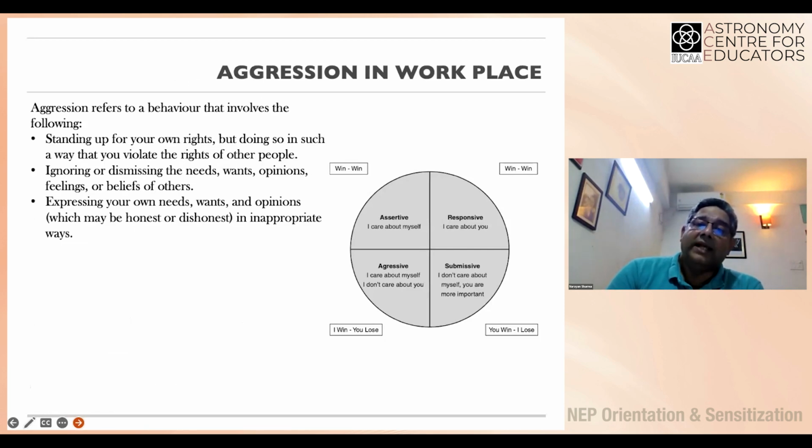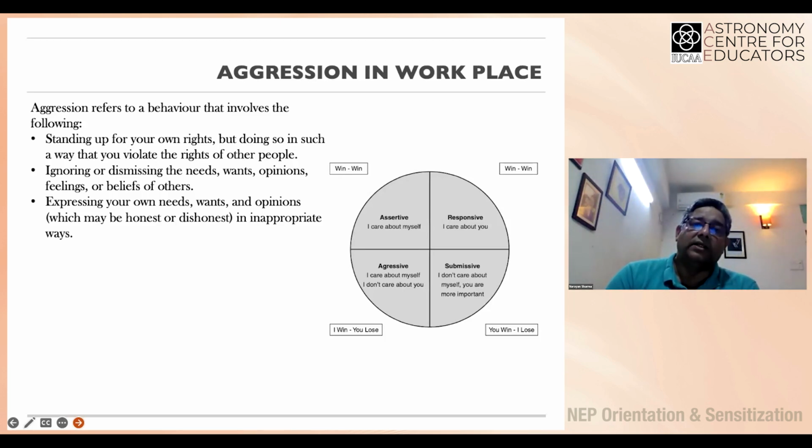So what is the aggressive behavior, or the aggressive response? It is standing up for your own rights, but doing so in such a way that you violate the rights of others. So this is very typical of aggressive behavior. Ignoring or dismissing the needs, wants, opinions, feelings, or beliefs of others. And third is expressing your own needs, wants, and opinions, which may be honest or dishonest, in a very inappropriate way.